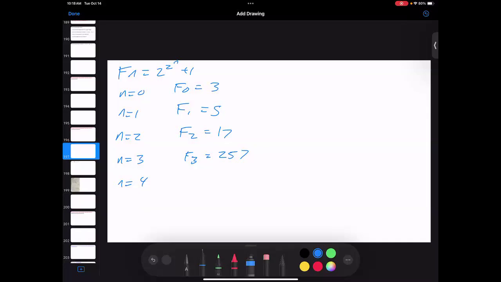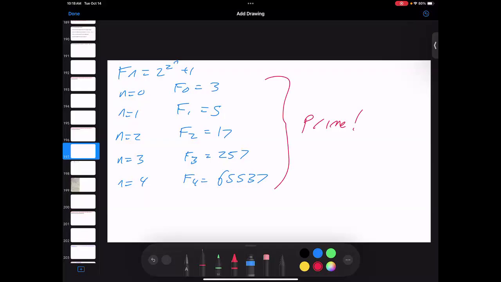I get 65,537. I thought it was 65,536, and then you add 1. And anybody know what's true about all these numbers? The first three are fine. They're all prime. All of them are prime.